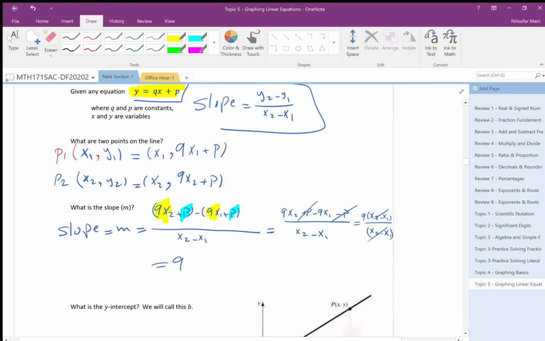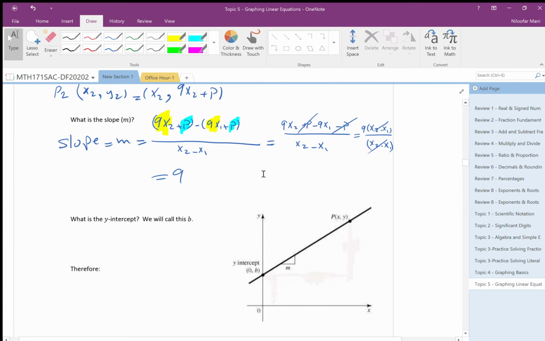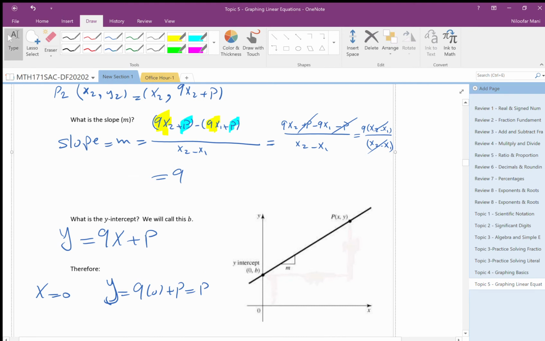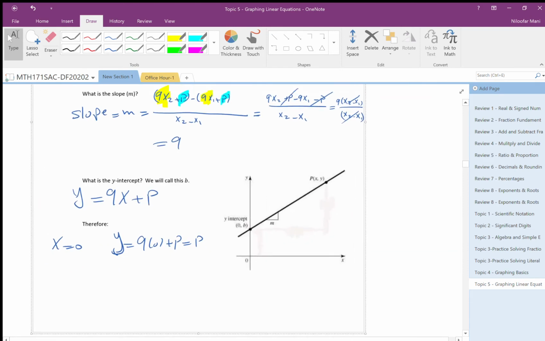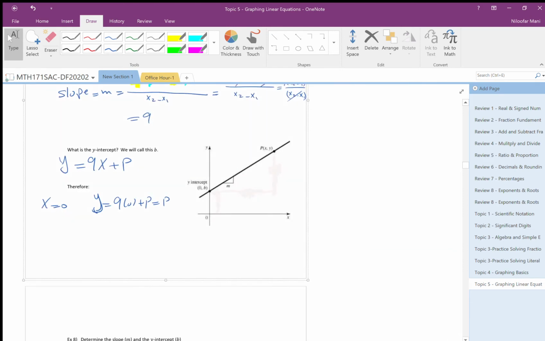And how about the y-intercept? So I have y equal qx plus p. I put x equals 0, y is q times 0 plus p, which is p. Okay, perfect. So this point, 0 and p, is the y-intercept.